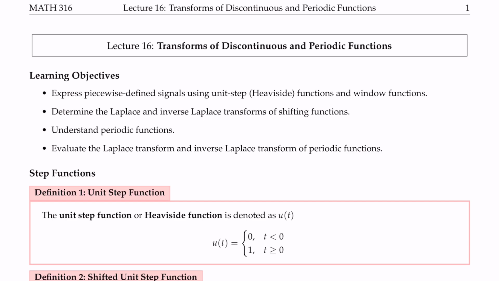And later you're going to determine Laplace transform and inverse Laplace transform on functions using the shifting functions technique. And we're going to talk about periodic functions and finding Laplace transform and inverse Laplace transform of periodic functions. So the unit step functions, you have seen that again in lecture 14 when we tried to find Laplace transform of piecewise defined functions.